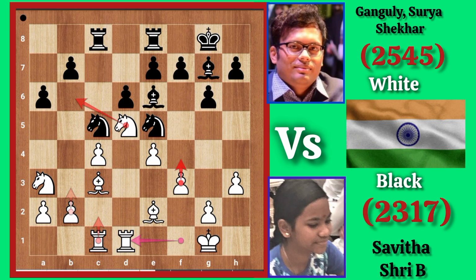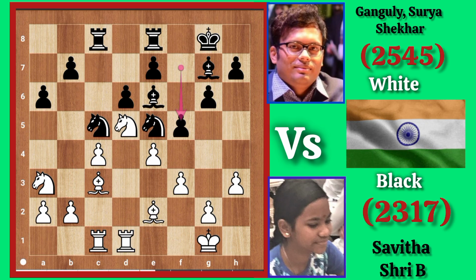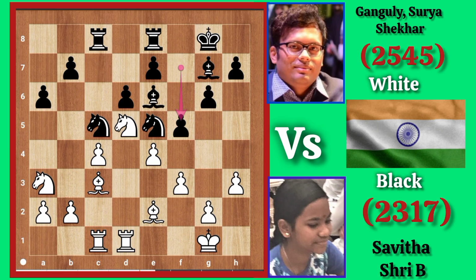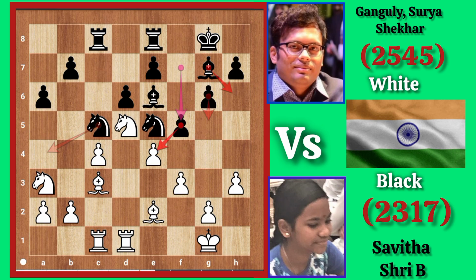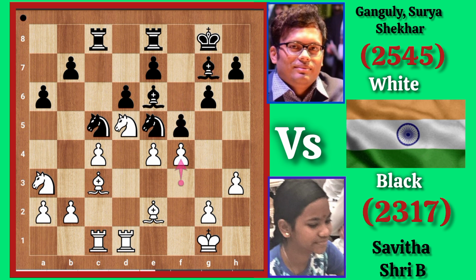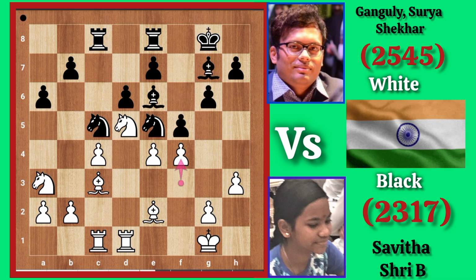19. f5. Black breaks out. Savitha aggressively pushes her f-pawn, smashing open the center and challenging White's proud pawn duo. 20. f4. White punches back, attacking the active e5 knight. The game turns highly volatile.